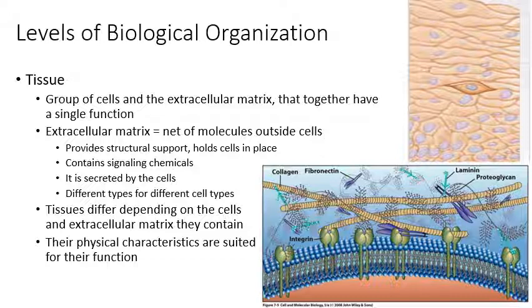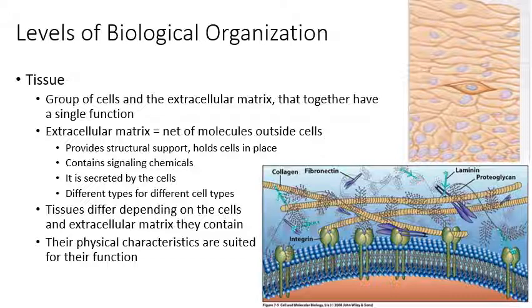Of course, you're going to have different types of tissue throughout your body, depending on what cells you have in different locations and what extracellular matrix those cells have made. That's going to determine the different tissue types that you have. And in all cases, the characteristics of the tissue are going to serve the function of the tissue.